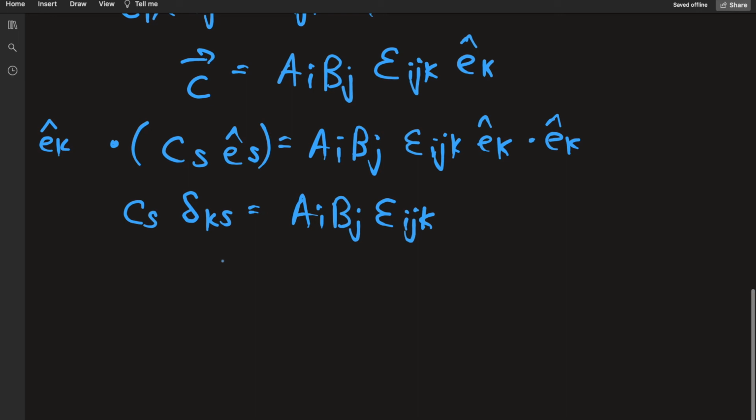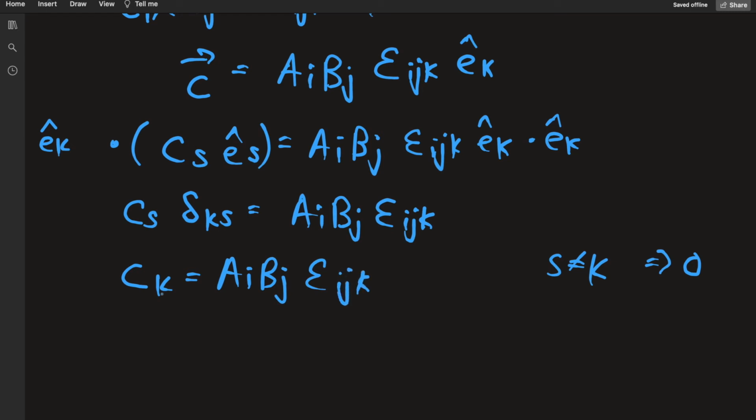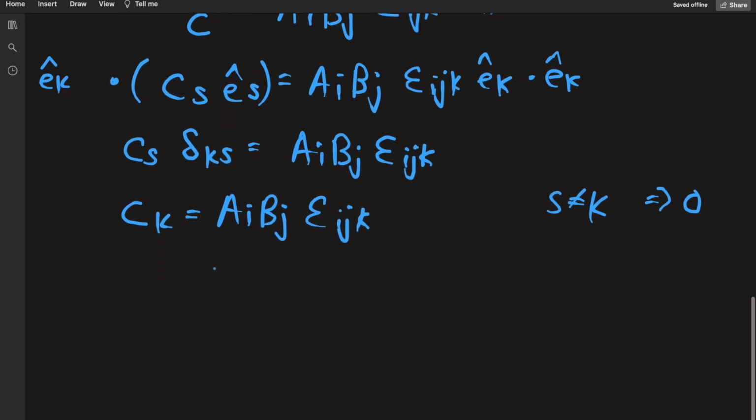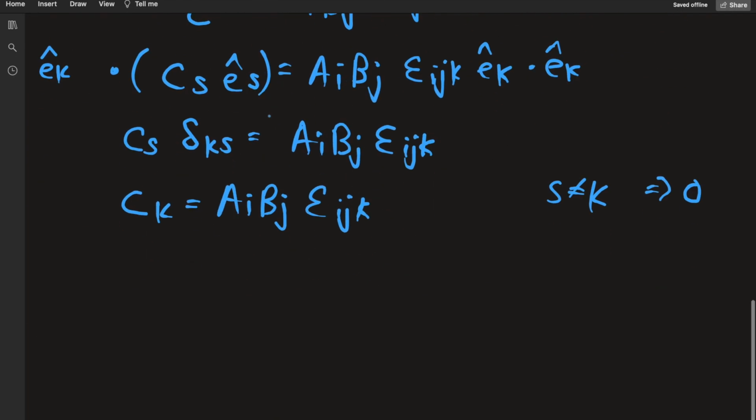And Kronecker delta ks means you can change your s to a k, because all the terms when s is not equal to k will just go to 0, because that's how the Kronecker delta operates. So might as well change the s to a k, because those are the only terms for which the Kronecker delta will be 1. So c sub k is A sub i B sub j epsilon ijk, and that's the kth component of the cross product, the kth component of C, which was the cross product of two vectors A and B.